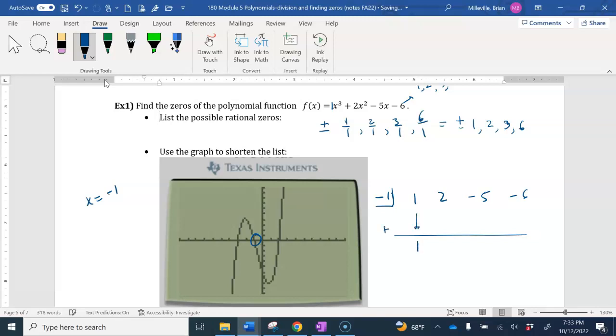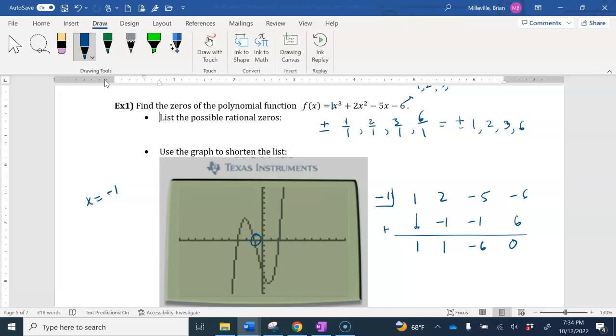Again, this is equivalent to long division. You can do it with long division also. So bring the 1 down. Multiply the number in the box, the negative 1 times 1 to get negative 1. Then add. We get 1. Do it again. Multiply the number in the box by now 1 this time, and we're going to get negative 1 again. Add those together. That gives us negative 6. Watch the signs here. Negative 1 times negative 6 is going to give us positive 6. Adding those together gives us 0. So we have now shown that, yes, negative 1, looking at the graph, seems pretty clear. We just verified that x equals negative 1 is a 0.